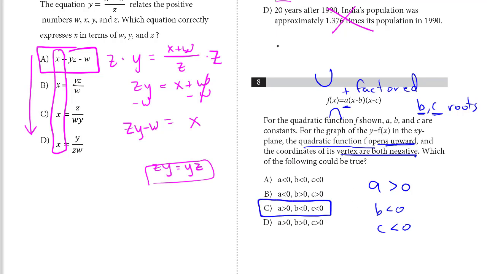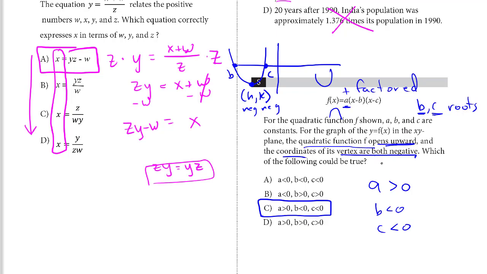If we wanted to see that in an actual graph, that would look something like this. We'd open upward, and b and c would be negative values. So I'd have a b and a c somewhere here to the left of the y-axis, right? My vertex would then be negative, h comma k would be a negative and a negative, which is exactly what they say. The coordinates of the vertex are both negative. So that would mean the vertex is the average of b and c. b and c must be negative.